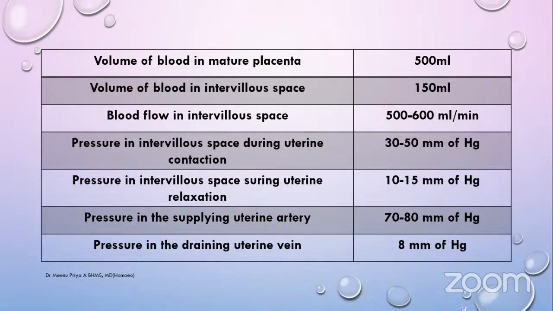So volume of blood in a mature placenta is 500 ml, 150 ml in the intervillous space and 350 ml in the villi system. Blood flow in the intervillous space is 500 to 600 ml per minute. Pressure in the intervillous space during uterine contraction is 30 to 50 mm of Hg, and during uterine relaxation it is 10 to 15 mm of Hg. Pressure in the supplying uterine artery is 70 to 80 mm of Hg, and in the draining uterine vein it is 8 mm of Hg. So artery pressure is more than uterine vein.